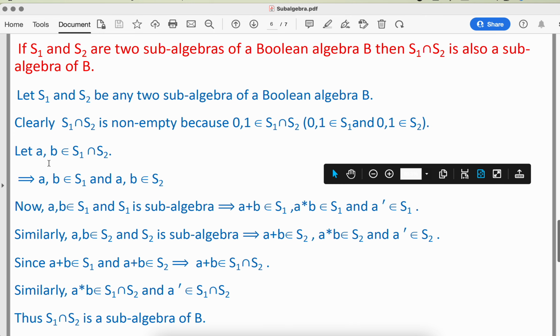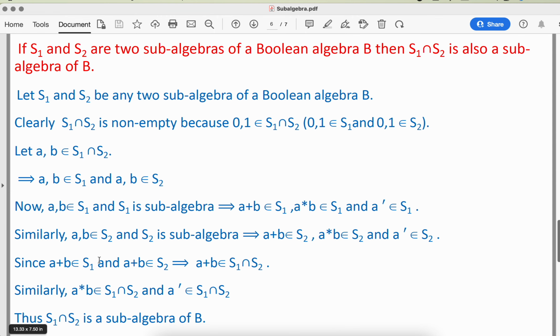Now suppose A and B belong to S1 intersection S2. It means A and B belong to S1 and A and B belong to S2. But S1 is a subalgebra. It means S1 is closed with respect to the operations of addition, multiplication, and complementation. It means A plus B belongs to S1, A into B belongs to S1, and A dash belongs to S1. Also, S2 is a subalgebra. It means A plus B belongs to S2, A into B belongs to S2, and A dash belongs to S2.